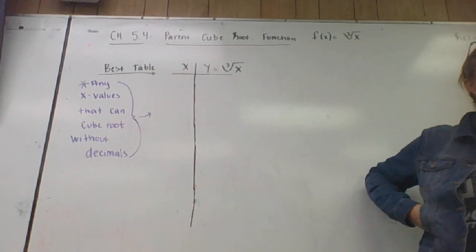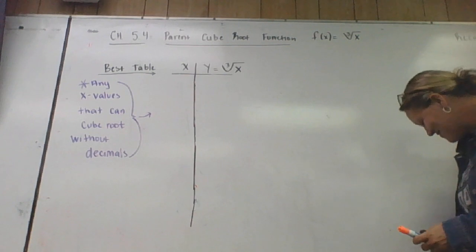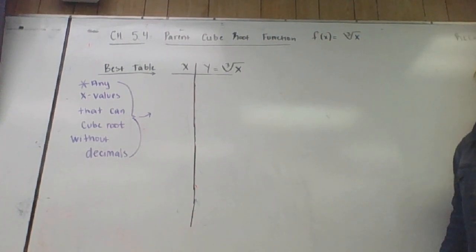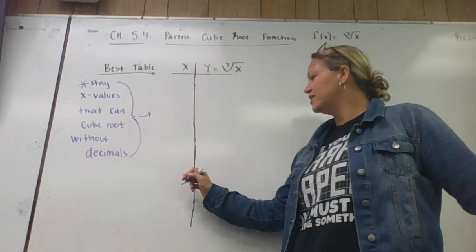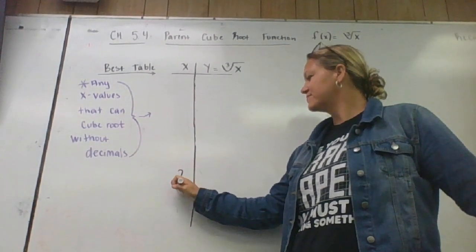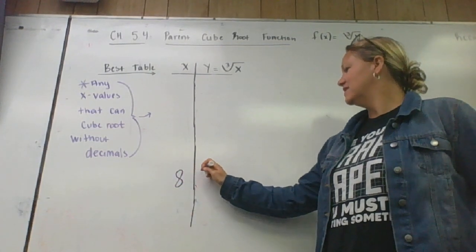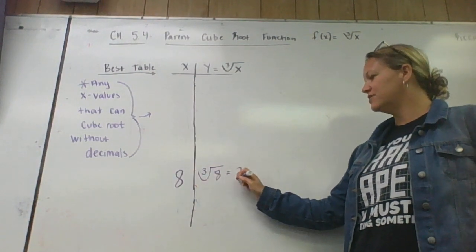Eight's in the list. How'd you come up with 8? Dang, 8's in the list. What's the cube root of 8? 2. I'm gonna put 8 like right here. Boom. 8's in the list. The cube root of 8 is 2.